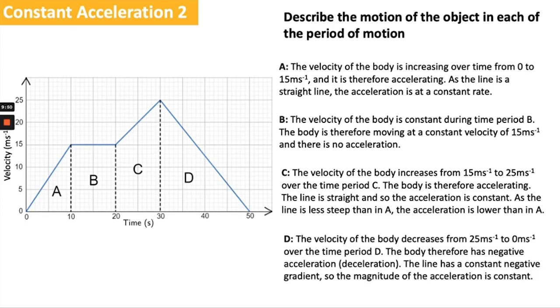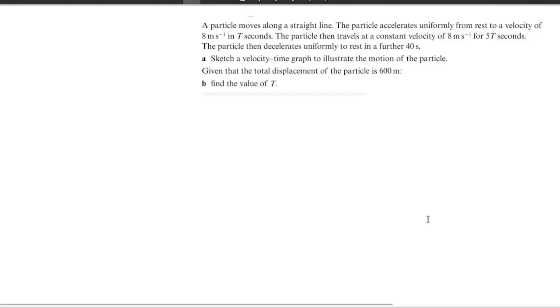And in section D, we can see that the velocity is decreasing. We have deceleration. A negative acceleration value can be referred to as deceleration. Once again, we have that straight line, so we know the acceleration or deceleration is constant. So we've looked at a standard example now, where I've taken you through the nature, the structure, the features, and the interpretation of a velocity time graph. Let's see how this translates into some problem solving.